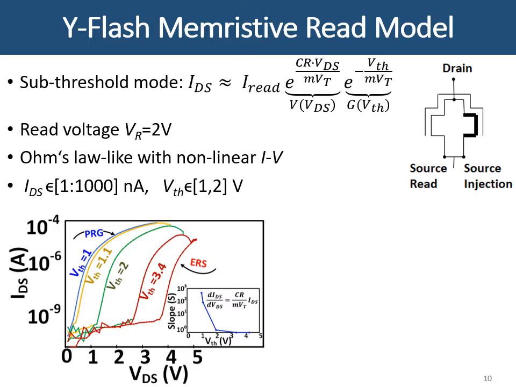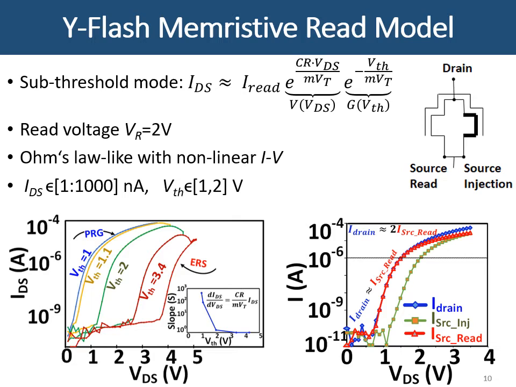In this graph, we can observe the shift of the Y-flash IV curves in response to programming voltage, which spans 1 volt state variable dynamic range and 3 orders of magnitude current dynamic range. While in the second graph, we can observe the currents of both transistors in the subthreshold mode and conclude that the total current is dominated by the read transistor, which helps us in modeling the read mode of the device.